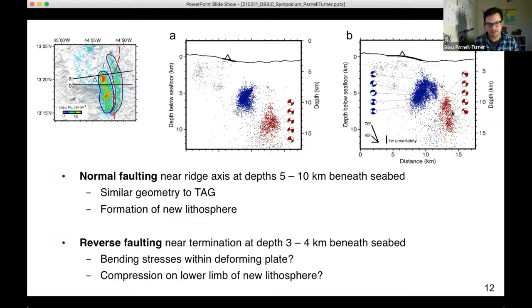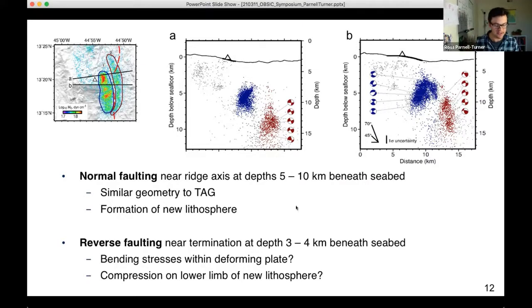And you can see that those events in the east clearly define this steeply dipping fault surface. And you can imagine that would connect up with this corrugated fault exposure on the seafloor. And the events to the west, these compressional events clearly sit inside that hanging wall, and so they're unlikely to be on the fault surface itself.